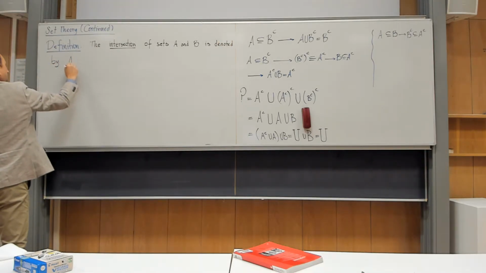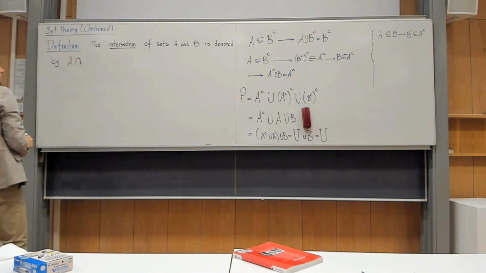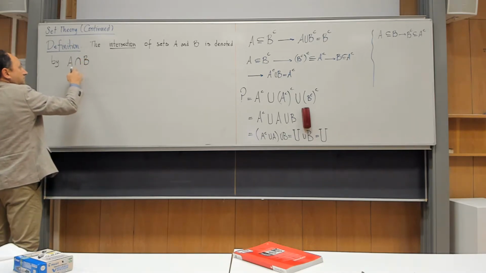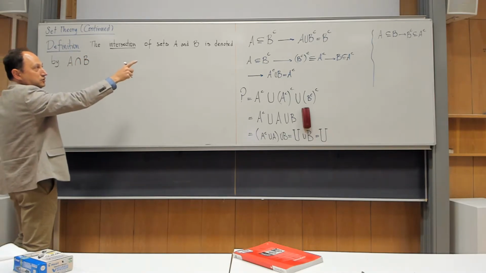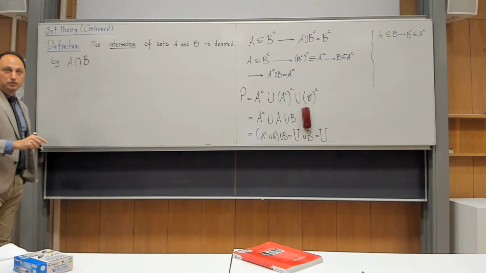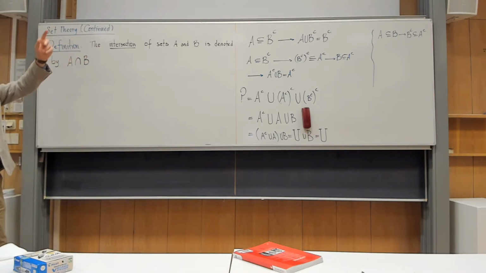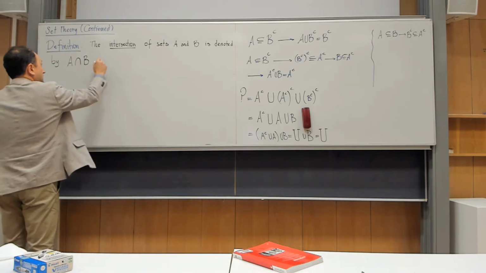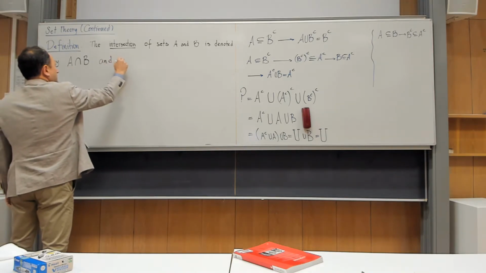We write A. The sign for intersection is the opposite of the one for union, so be careful, don't make mistakes. Union starts with U, and it is exactly similar to that symbol. So the other one is intersection. It's denoted by this and is defined as follows.